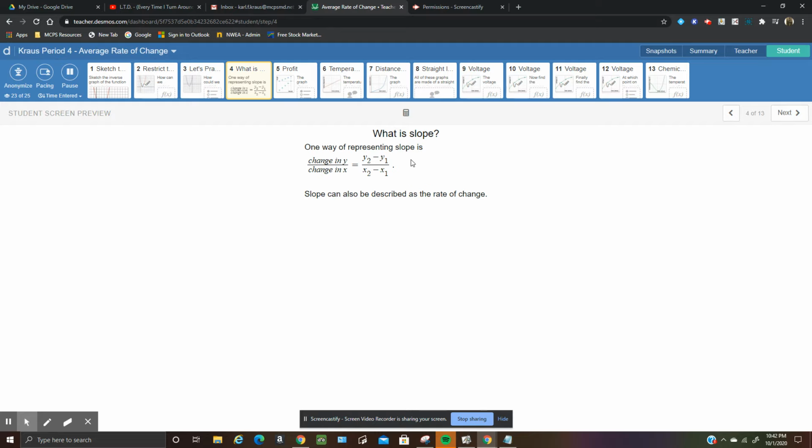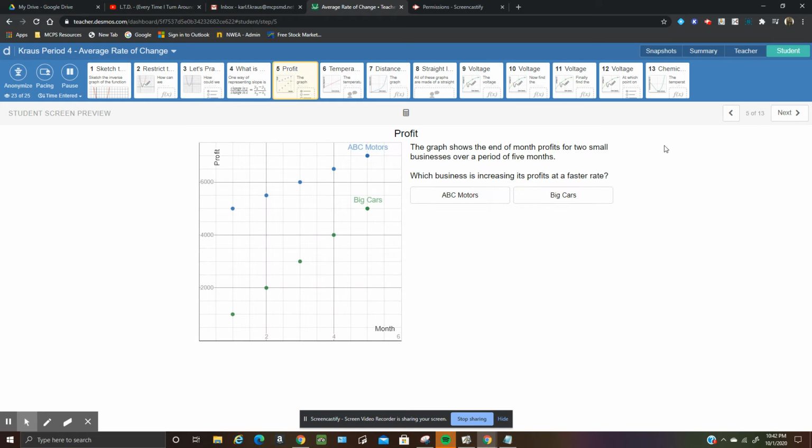And slope, you should be familiar with this formula. Change in y over change in x. Here's the formula. Here's it in words. We can sometimes say rise over run. So slope can also be described as the rate of change. So for ABC Motors here, you could look at the slope here. And then for big cars, which business is increasing its profit faster? It's the big cars because the line is steeper there.